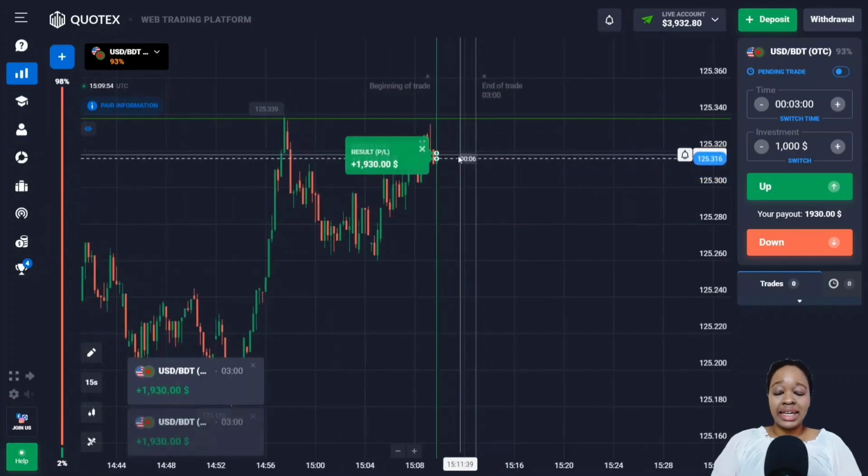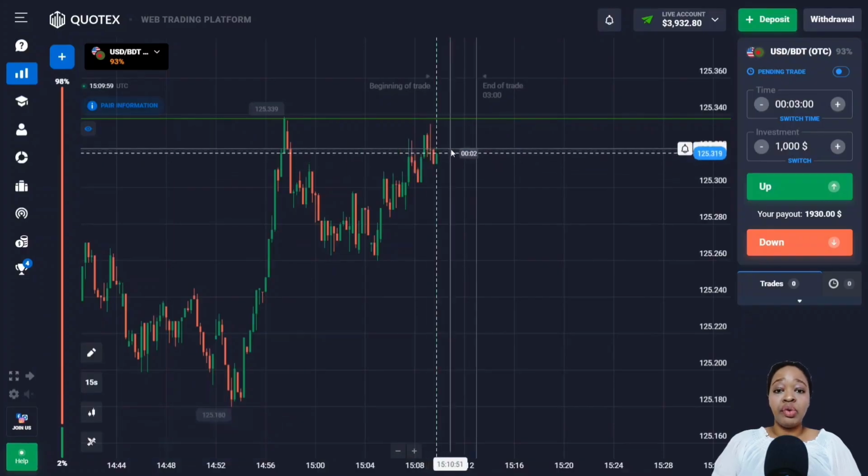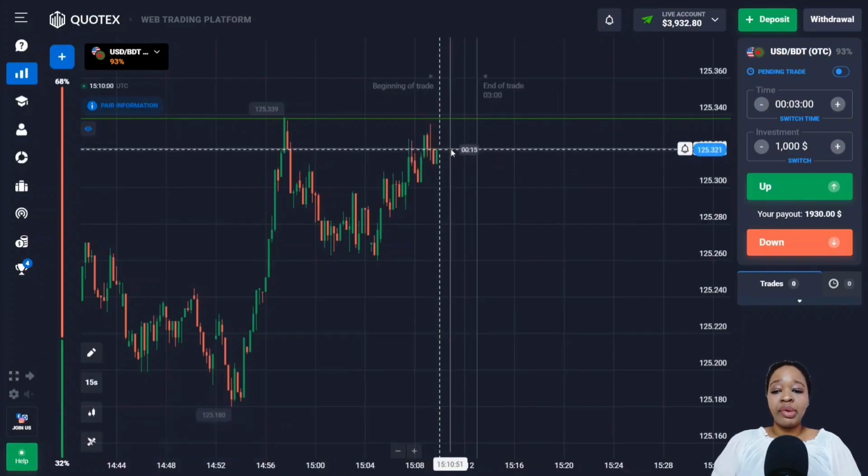So this is excellent. As you can see, the price continued to move towards the level and I made very good profit from this trade. I managed to make money on this upward movement, and 3 minutes was enough time for this trade.